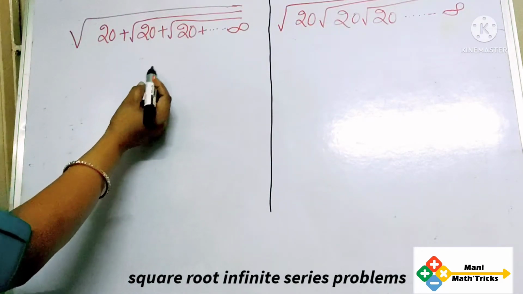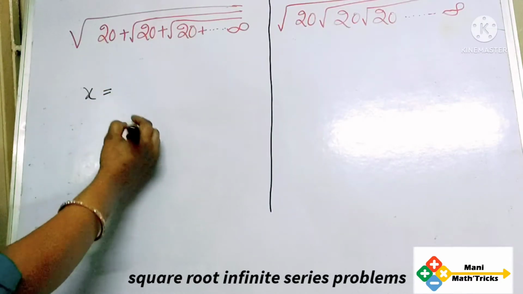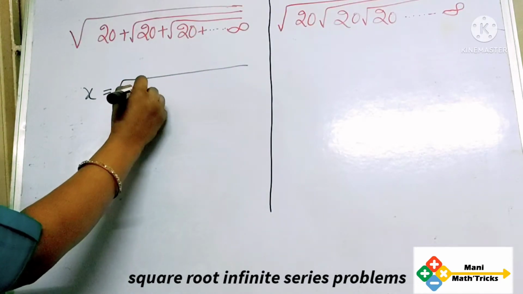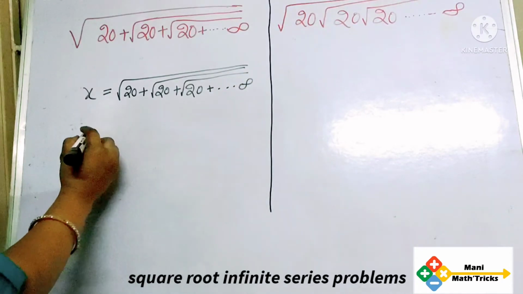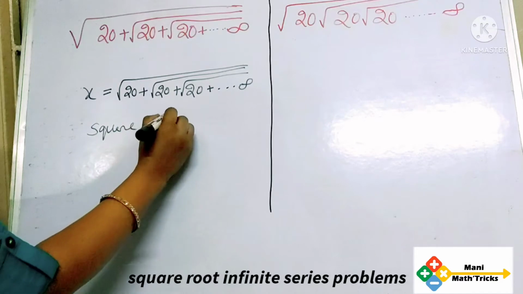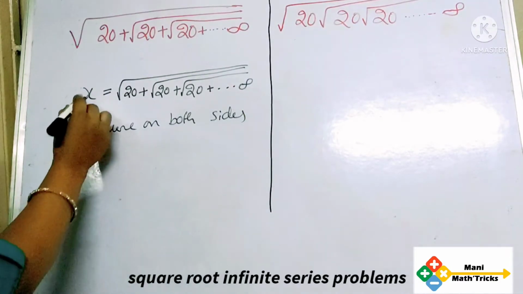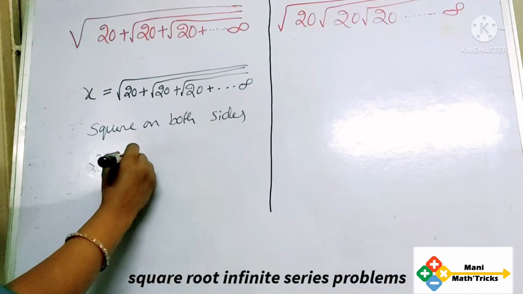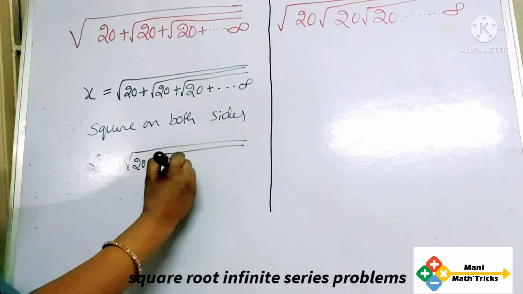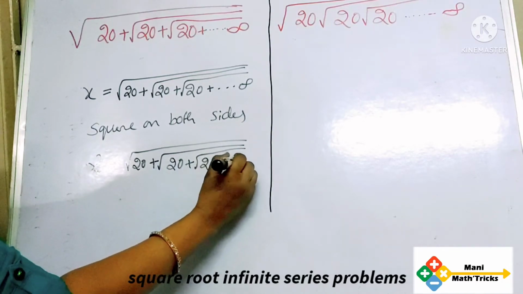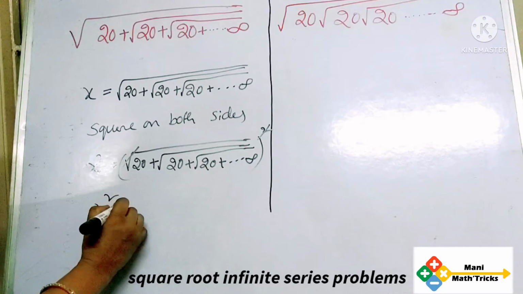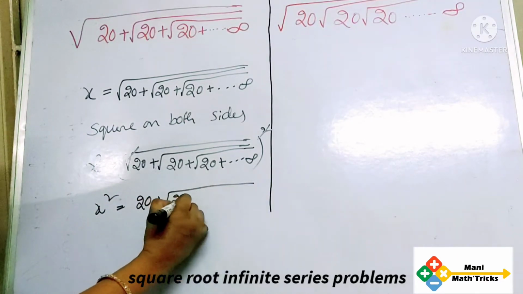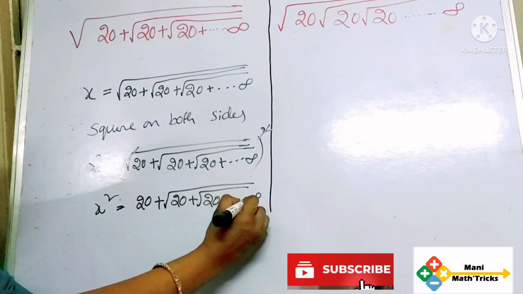When the problem is given like this, we have to assume the given problem as x. So x is equal to under root 20 plus under root 20 plus under root 20 and so on infinite. Now square on both sides. x square is equal to under root 20 plus under root 20 plus under root 20 and so on infinite, whole square. Now the square and root will get cancelled. So x square is equal to 20 plus what is left: under root 20 plus under root 20 plus and so on infinite.